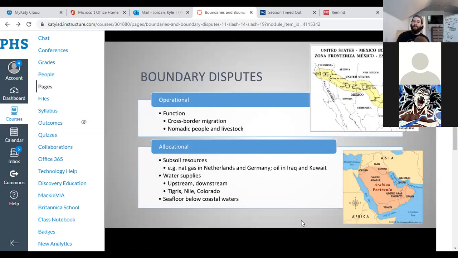And then you have operational. So this is about the function. How is the border between our two countries going to function? If one country believes, hey, we should have a completely open border, while another country says, no, we don't want an open border, you have to go through rigorous checkpoints and all that, we can have those operational disputes between governments. Usually operational disputes don't lead to actual physical conflict. But they can cause issues for nomadic people that naturally move between borders or between nations.